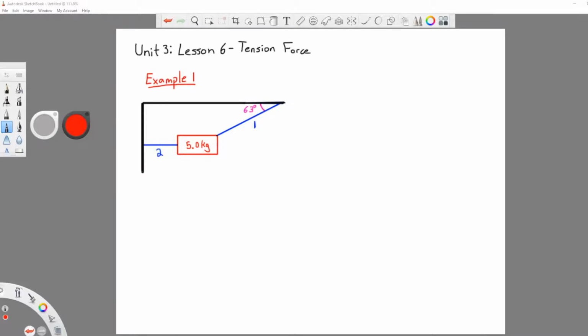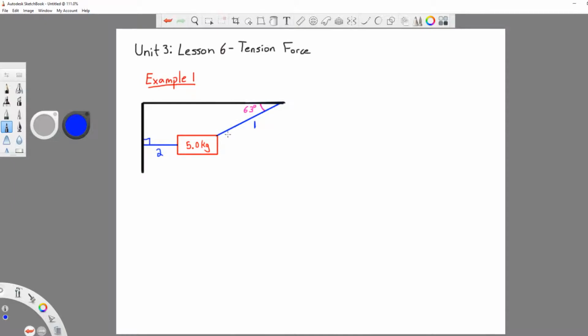Example number 1 looks like a sign hanging from some sort of support system, and we have 2 strings or ropes holding this 5 kilogram mass up. One looks like it is straight out to the side at a right angle. It's not labeled as a right angle, but I'm going to say that's probably a right angle. And a second cable, which is 63 degrees from the horizontal, is coming out from a top support.